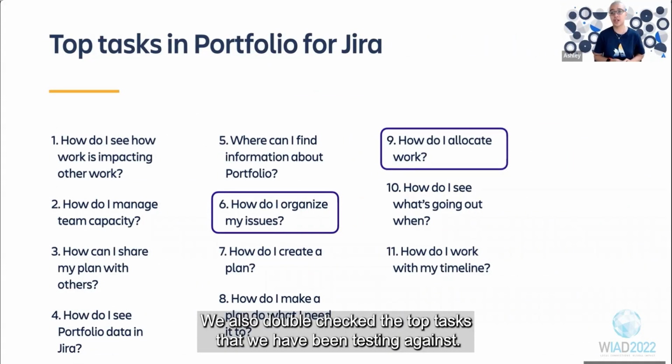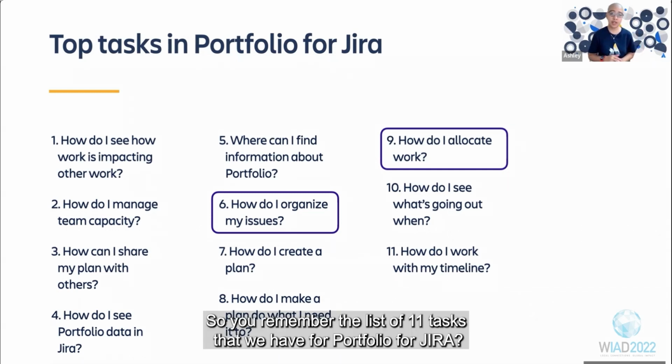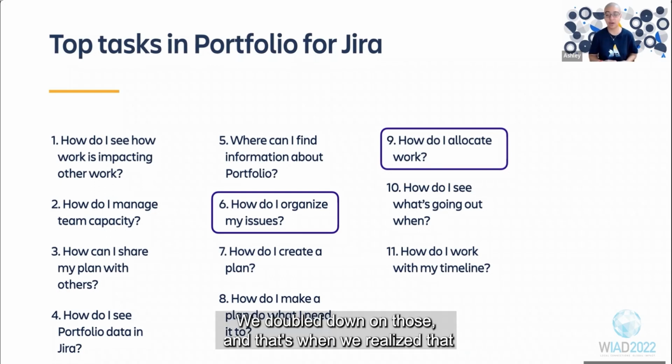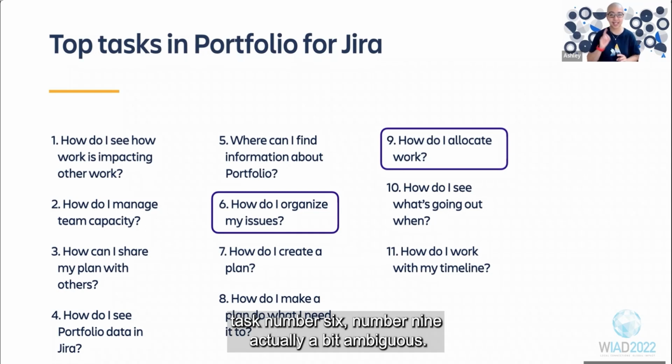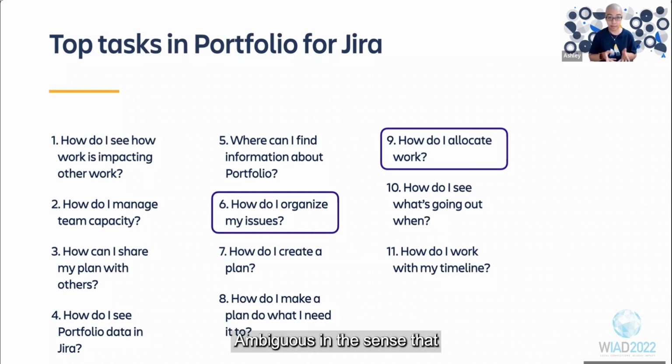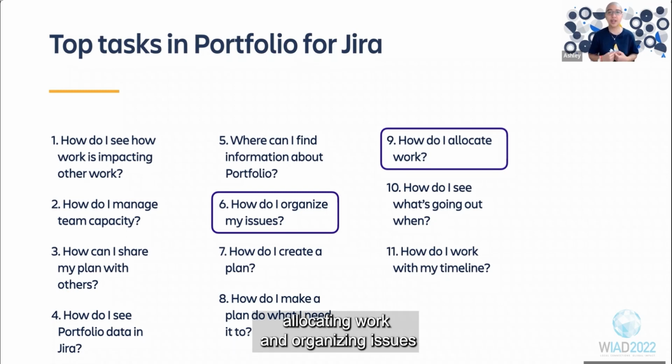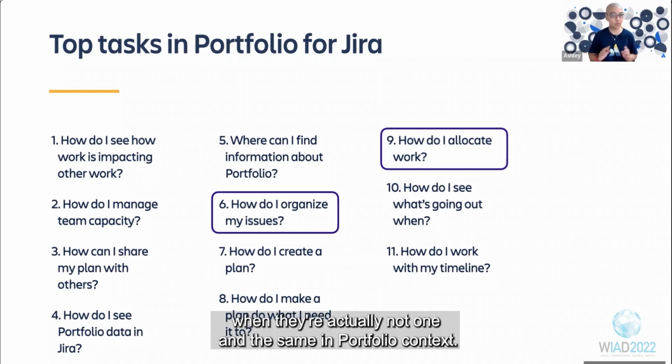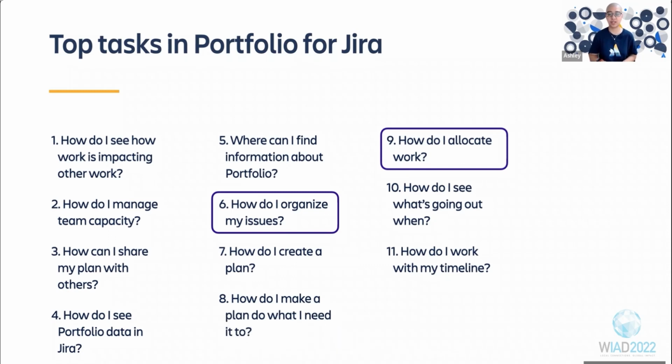We also double checked the top tasks that we have been testing against. So you remember the list of 11 tasks that we have for Portfolio for Jira? We doubled down on those. And that's when we realized that task number 6 and number 9 were actually a bit ambiguous. Ambiguous in the sense that allocating work and organizing issues can be misinterpreted as one and the same activity, when they're actually not one and the same in portfolio context.